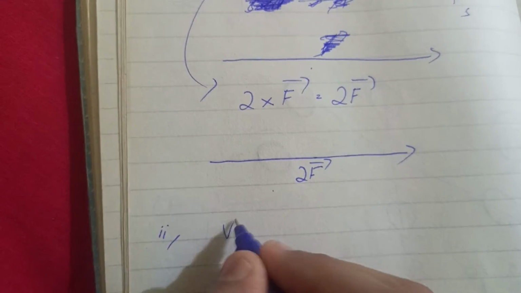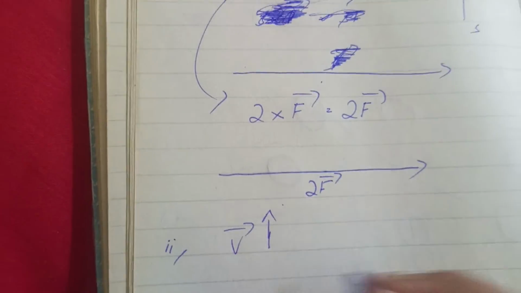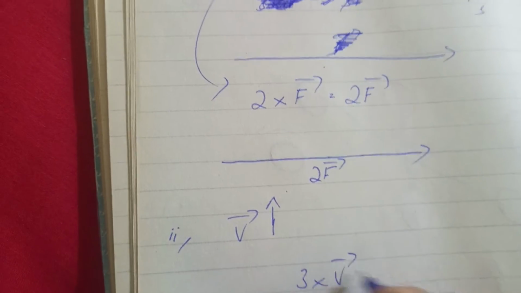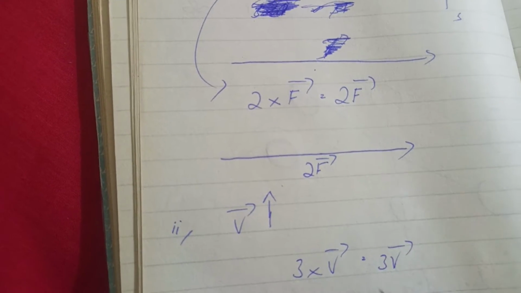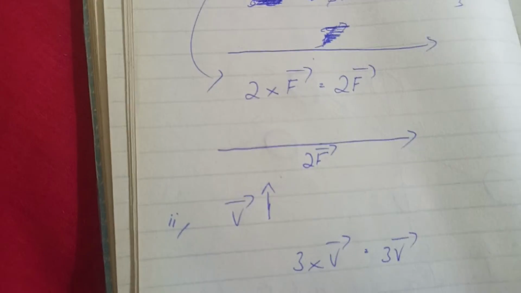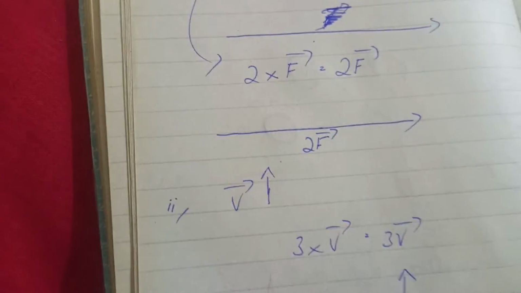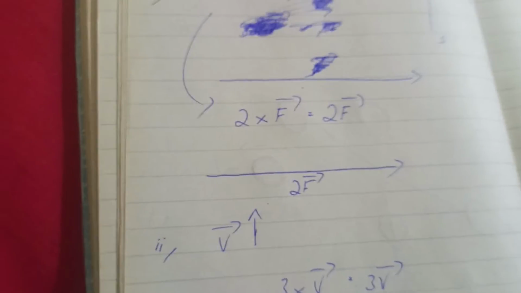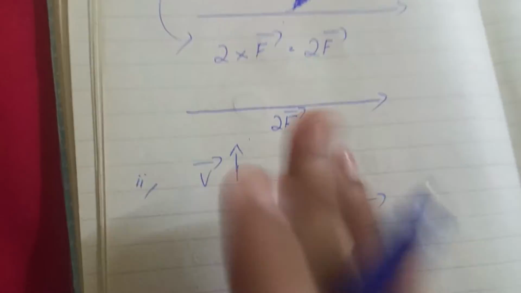In the second question, we have a vector V which is moving towards the north. We'll multiply V, for example 3 into V, so it will become 3V. First it was about one box, but now it is two boxes. So what does it mean? It is very simple: the number is multiplying with the vector and it is just increasing.